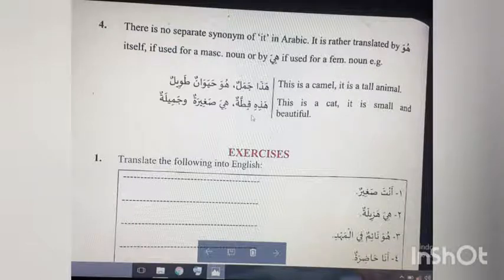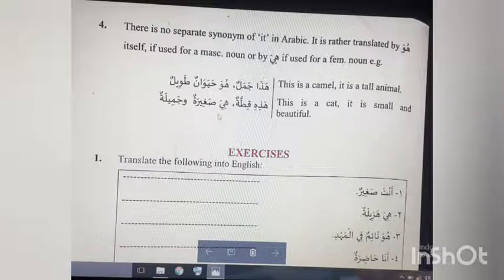"هذه قطة". This is a cat. It's small, beautiful. So we use it because it is irrational. But in Arabic, we don't have a separate one, so we will use just third person feminine singular. So that is here. "هذه قطة هي صغيرة وجميلة". It is small and beautiful.